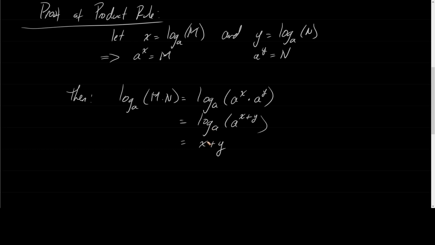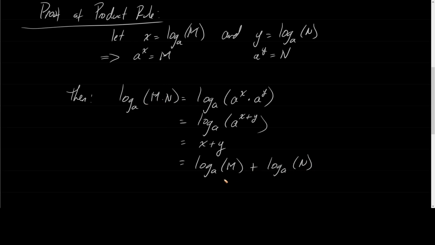Now, x plus y, what was x? x was log base a of m. So I have log base a of m plus y, which was log base a of n. There you go, we're done with our proof. With our proof, we show that log base a of mn is equal to log base a of m plus log base a of n. So a product becomes a sum.